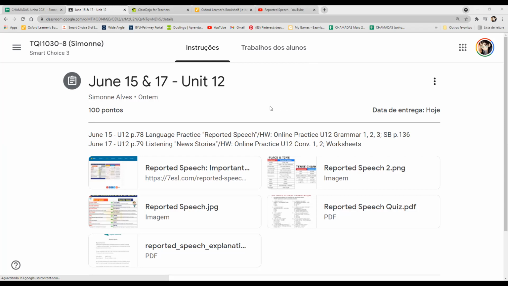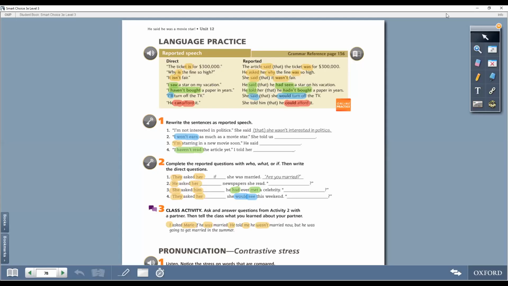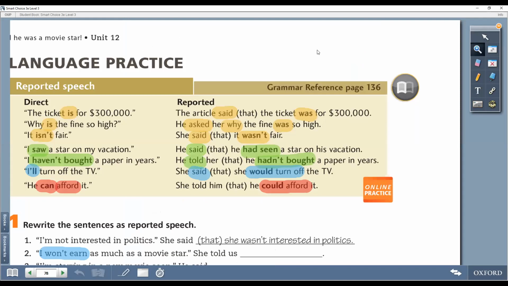Thank you so much. So, guys, today we are going to do Unit 12, page 78, language practice. So, it's the language focus of Unit 12. Okay. So, let's take a look there. Let's open it up. If you have your books, please open your books to page 78. All right. Here we go. Can you see that, guys? Let me share. Can you see the page? Good. Okay.